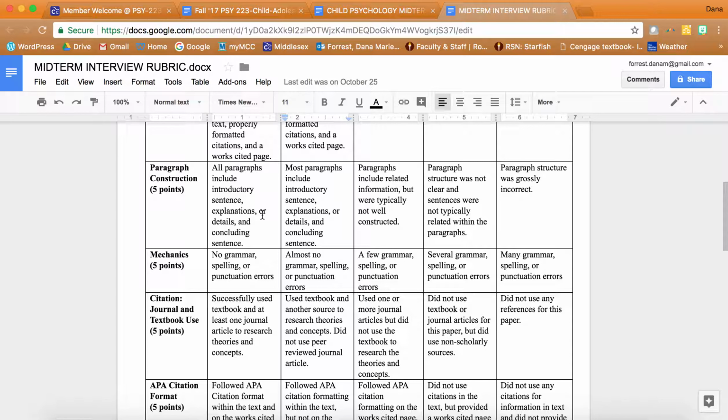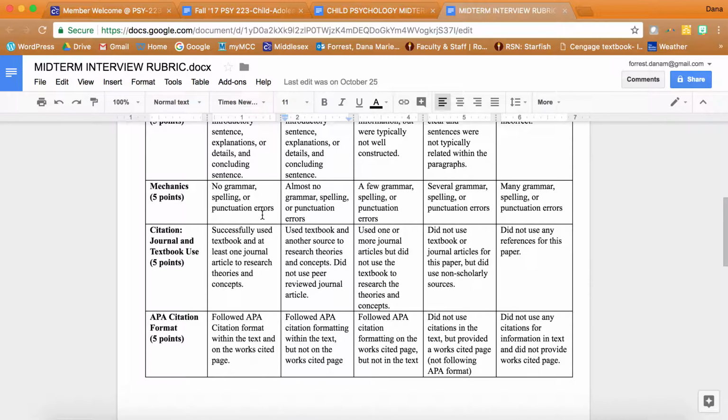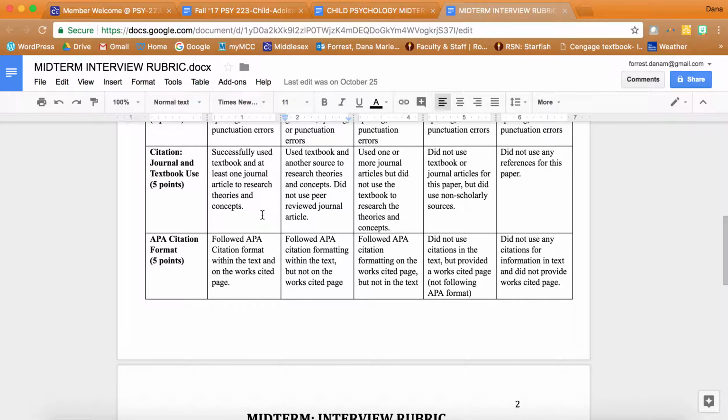Paragraphs and mechanics: I do count spelling and grammar, so please make sure you're proofreading your work. As your reader, it's distracting for me when people have typos, and it takes away from the meaningful things you have to say. Make sure you're checking your spelling and grammar. Citation: use your textbook and at least one peer-reviewed journal article. This is not searching and Googling on the internet. This is using something from the Middlesex County College database, and that is shown in the APA video.